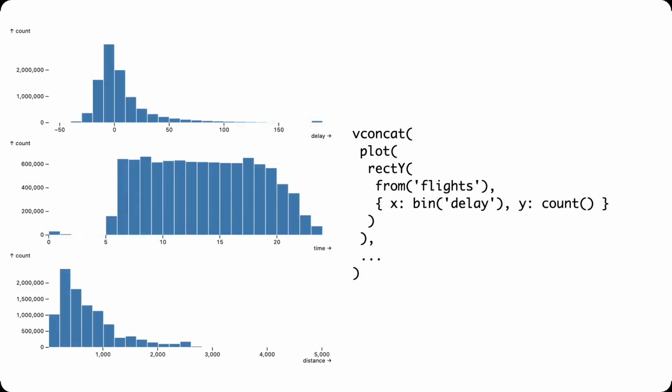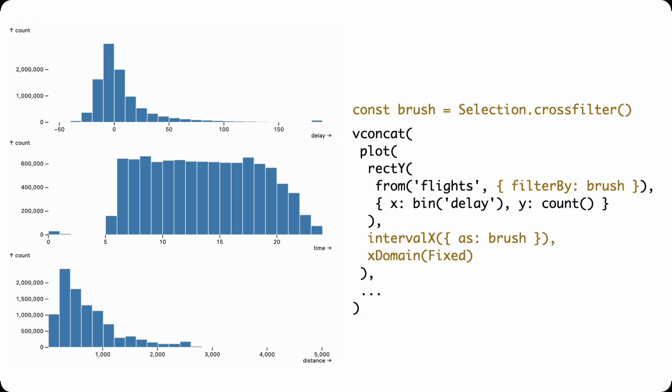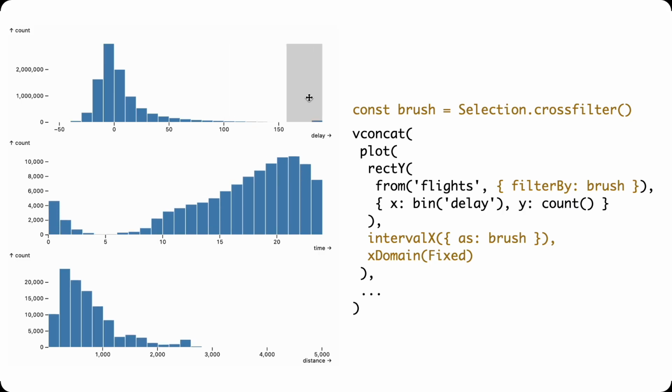Here we visualize 10 million flight records as histograms. We bin along the x-axis and visualize counts per bin on the y-axis. We add a selection with cross-filter resolution and add interval brush interactors. And as we select longer and longer arrival delays, we see those flights are more likely to leave later in the day.